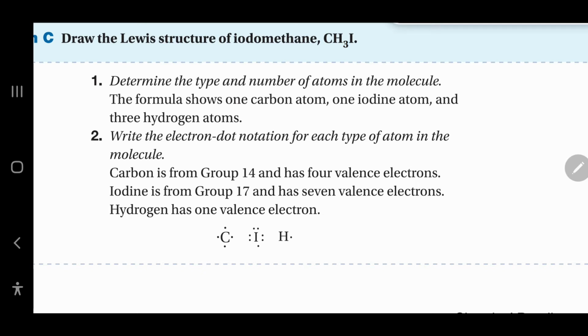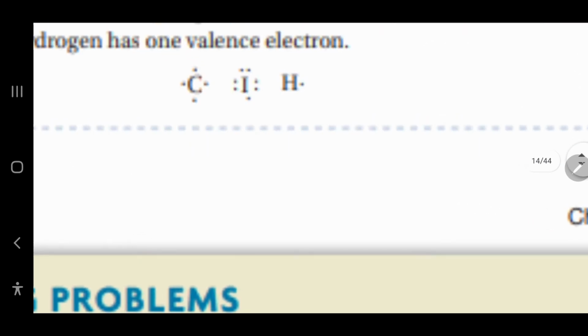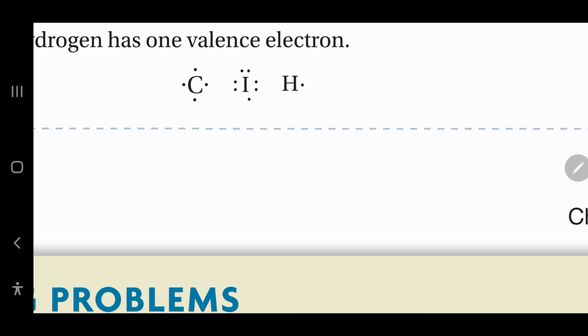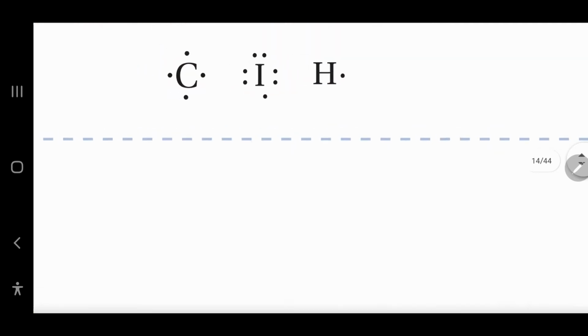Second step, write the electron dot notation or the dot structure for each of the atoms. So carbon, remember that here we are counting only the valence electrons. So carbon contains 4 valence electrons, and iodine contains 7 valence electrons, while hydrogen contains only 1 valence electron. So these are the atoms with the dot notation that we're going to use in our compound.